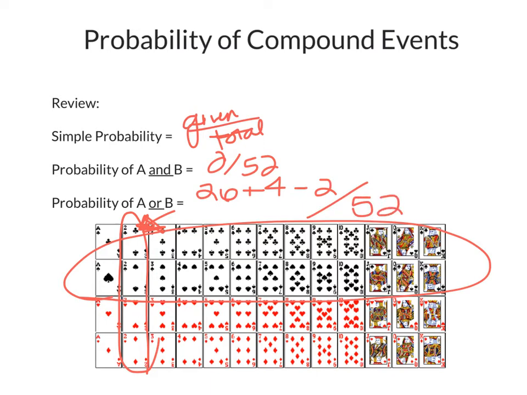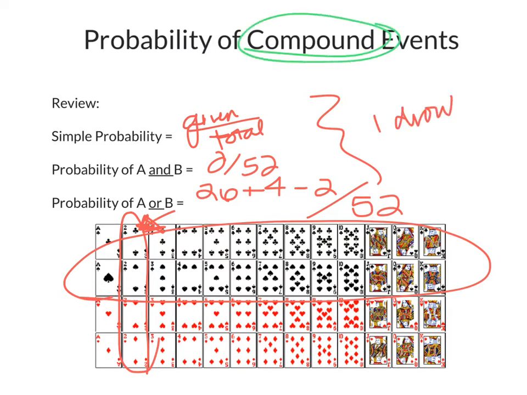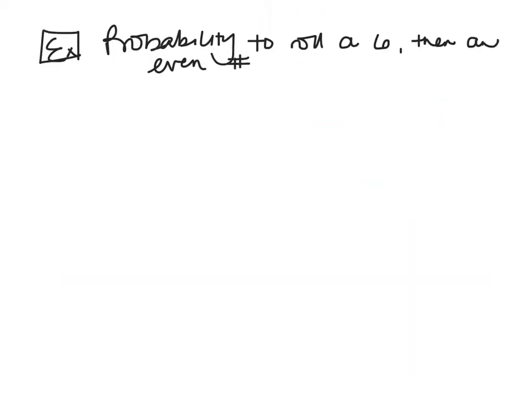But again, on this, we're talking about if we draw one card. So when we say these are all single events, this is just one draw. Today, what I want to talk about is compound events, and that's when we're talking about multiple draws. You're not just talking about one card, but drawing multiple times over and over and over again.